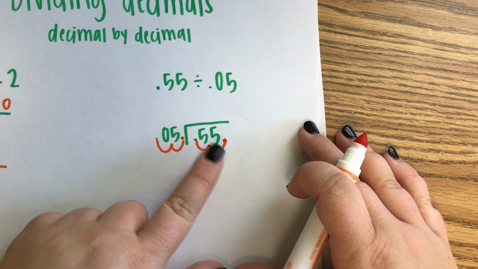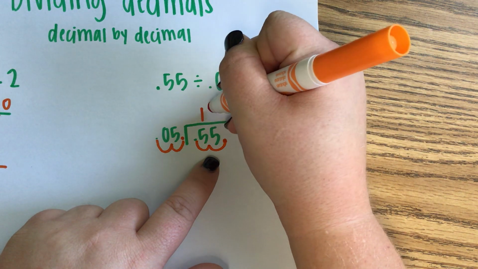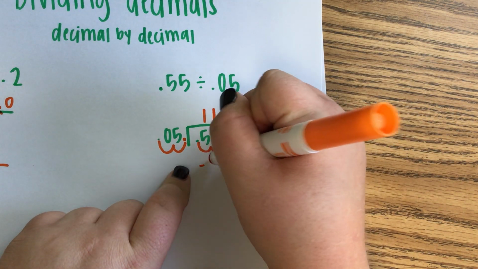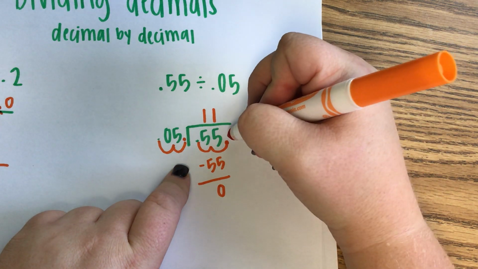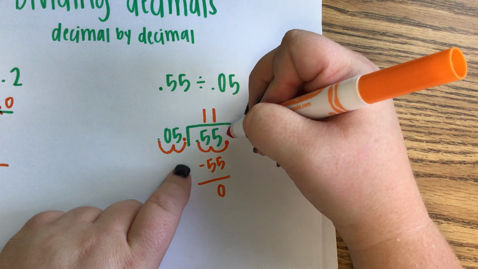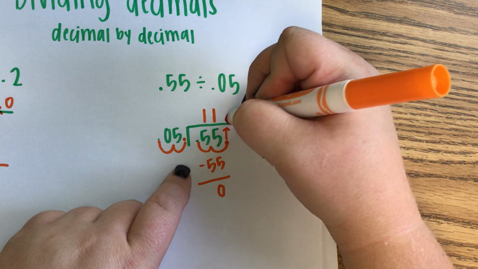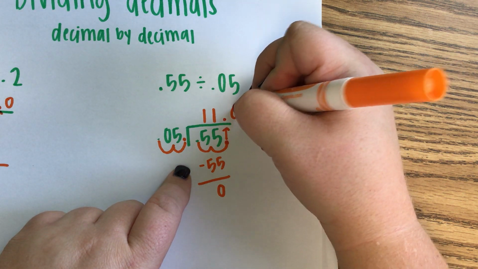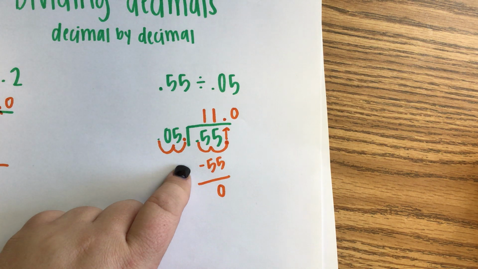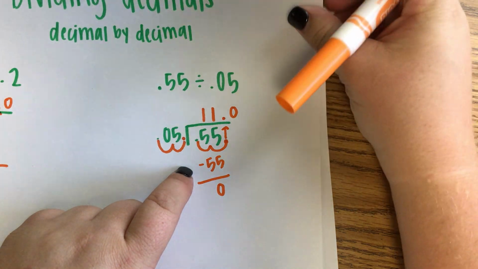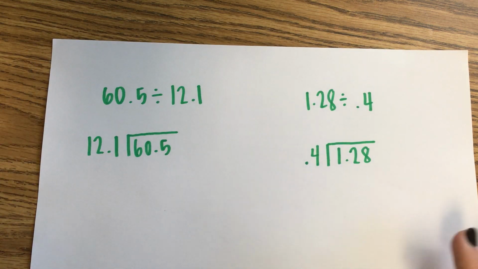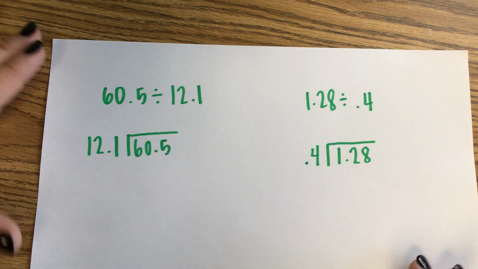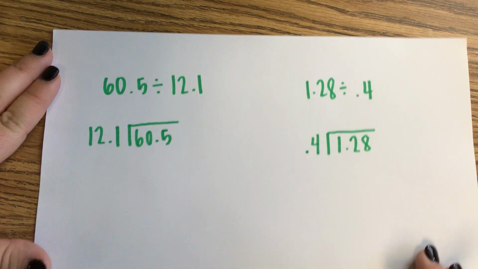Now, it's 5 and 55. So I know 5 goes into 55 11 times. 55 minus 55, I get 0. Now again, you don't have to do this step, I just choose to. I'm going to bring that decimal point up and add a 0, okay? Let's get into a little bit more challenging ones here, okay? So 60.5 divided by 12.1, okay?